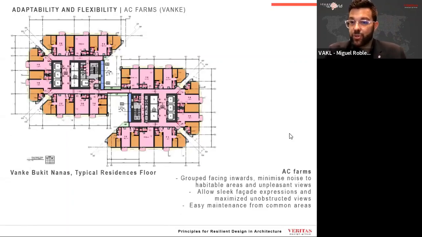In the earlier slide, we saw Oxley, and this one, we see another of our buildings where we use AC farms. Aircon farms is our Banque Towers in Bukit Nanas. You can see the aircon farms in blue behind the staircases.